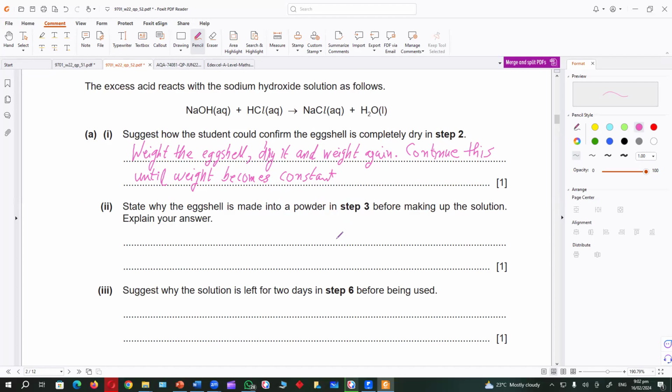State why the eggshell is made into a powder in step 3 before making up the solution. Do you think powdering will increase the surface area, which increases the rate of reaction? Yes.